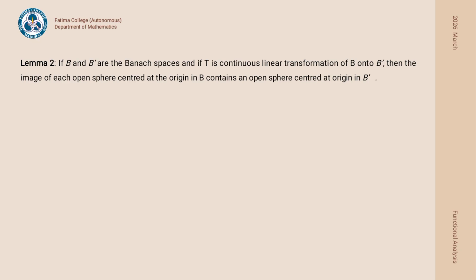Second lemma: if B and B dash are Banach spaces and if T is a continuous linear transformation of B onto B dash, then the image of each open sphere centered at the origin in B contains an open sphere centered at the origin in B dash. That is, if you are considering two Banach spaces B as well as B dash, then the open sphere SR in B and SR dash in B dash, the image of SR contains the sphere SR dash.